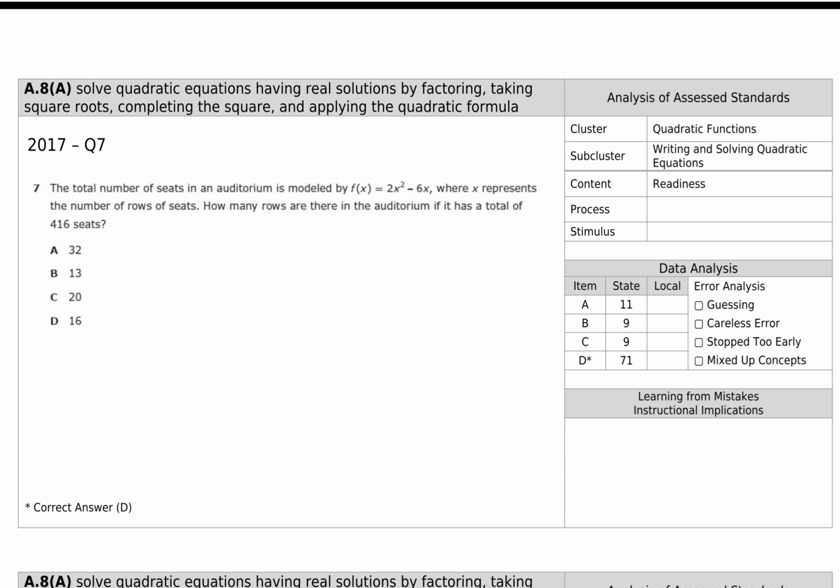Alright, next question. We see it has both an x squared and an x, so we're not going to be able to use the square root method, so we would need to factor it again. I'm going to leave space again on the left side for plugging in.